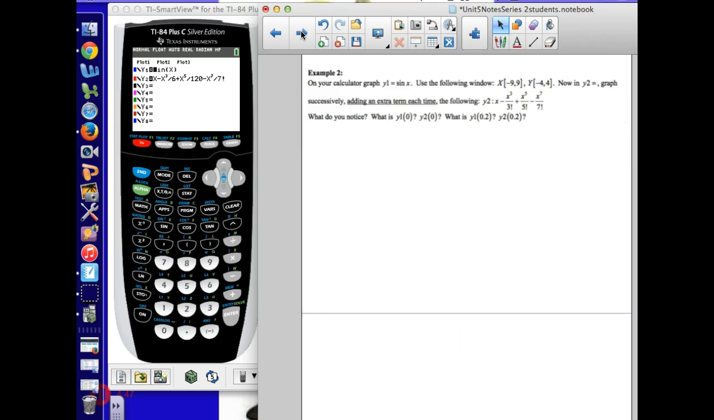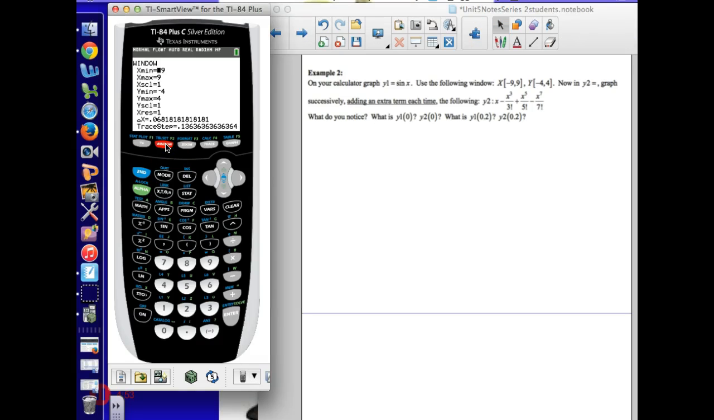So first thing we're going to do is a little exploring on our calculator. So if you could take your calculator, we're going to set our window from -9 to 9 by 1s, -4 to 4 by 1s.